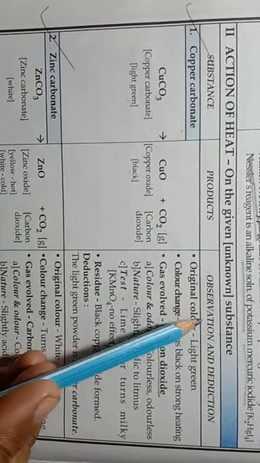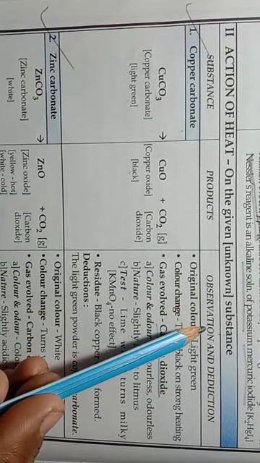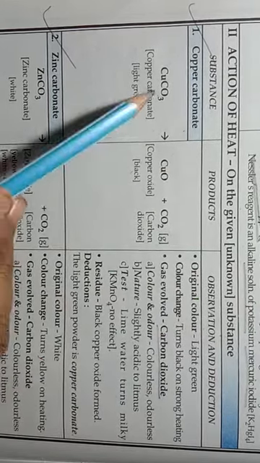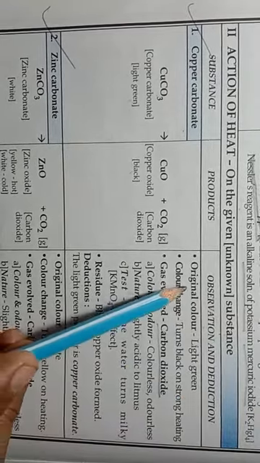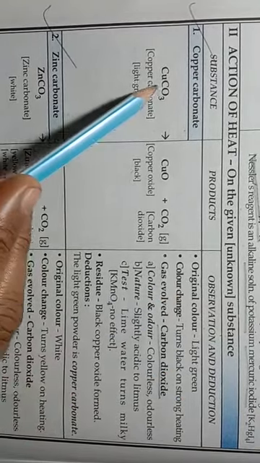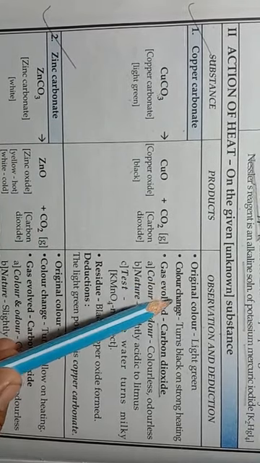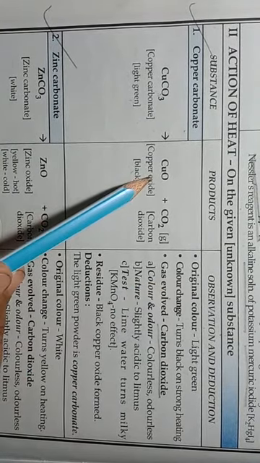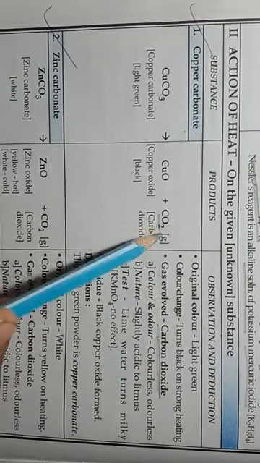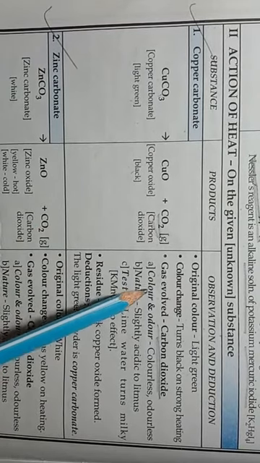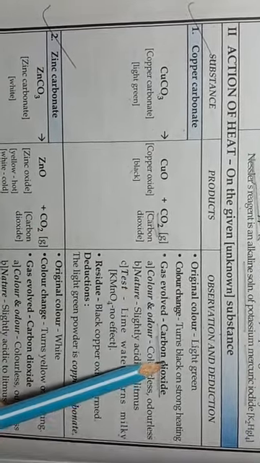What observation will you take when you are heating this copper carbonate? Observation and deduction: original color is light green. This copper carbonate is light green. Color changes from light green to black. Gas evolved is carbon dioxide, CO2. It is a colorless, odorless gas.